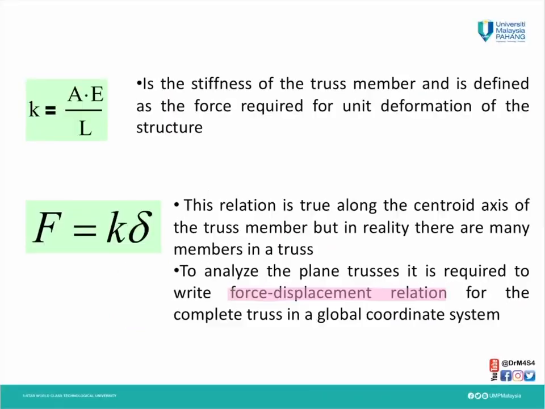Refer back to your notes. We know our stiffness is k equal to AE divided by L. Then by assembling the structure stiffness matrix, we are able to find forces and also displacement at each node.